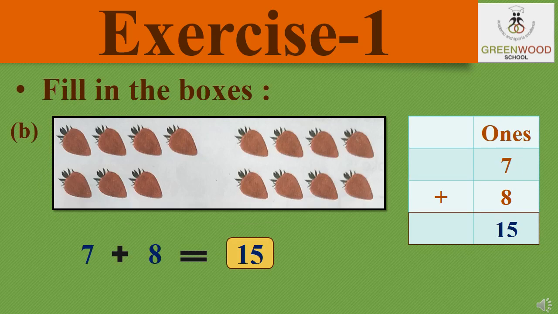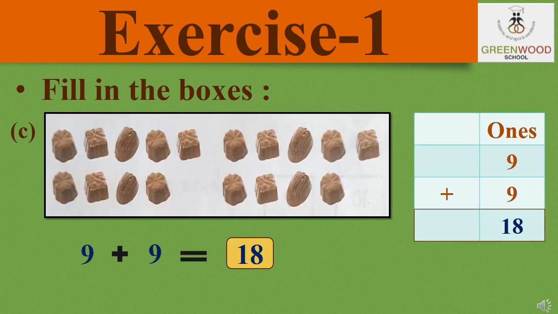Second. Oh, so many strawberries. Let's count them. 7 plus 8. Now which is bigger, 7 or 8? 8. So 8 in mind and 7 in fingers. We'll count after 8. 9, 10, 11, 12, 13, 14, 15. So there are 15 strawberries altogether.